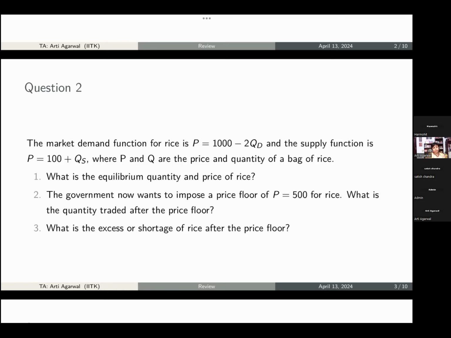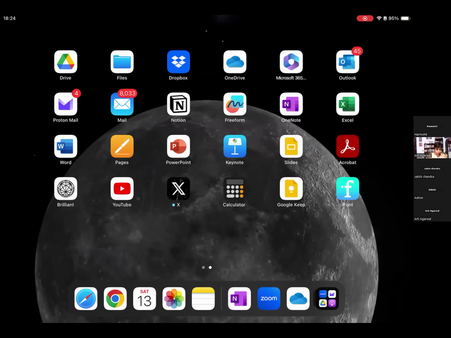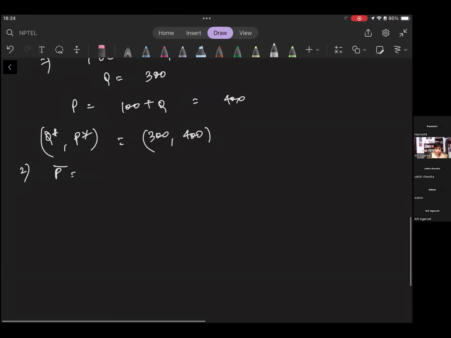So now what is the quantity traded and what is the price? Price anyways is the price floor, 500. But what is the new equilibrium for this particular situation? So what is a price floor? Let's write this as P bar is equal to 500. Just like how you have a price ceiling, a price floor is just the opposite. A price ceiling is that you cannot increase the price beyond a certain point, and a price floor is where you cannot decrease the price below a certain value.